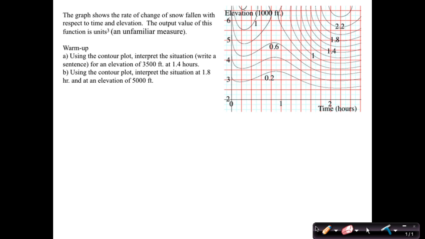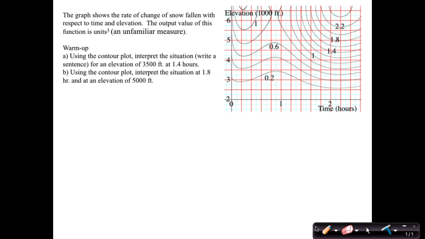So transitioning to the next topic, here's a contour plot, and the function is the rate of change of snow fallen with respect to time and elevation. So this is a multivariable rate function. Probably have never seen one of those before.